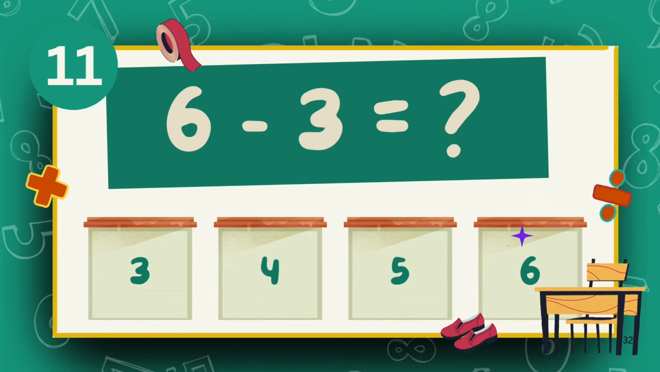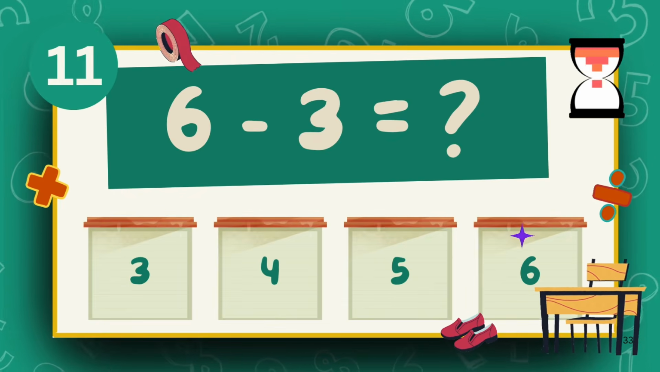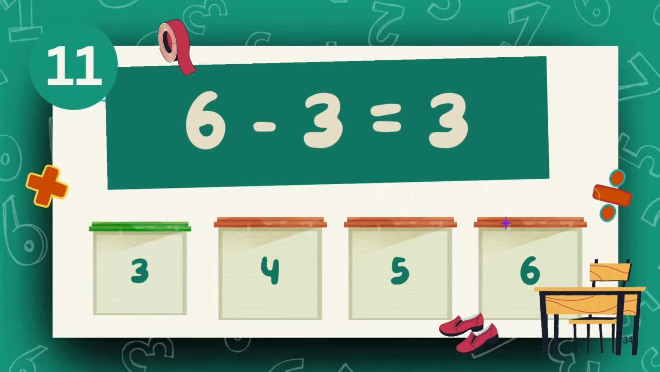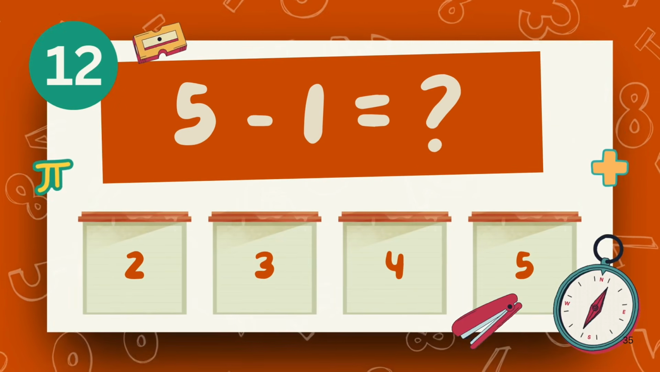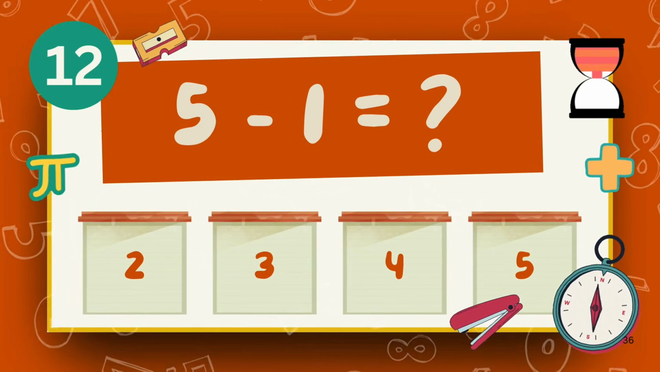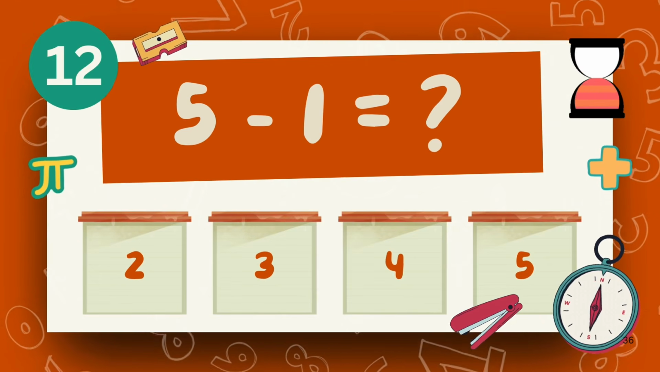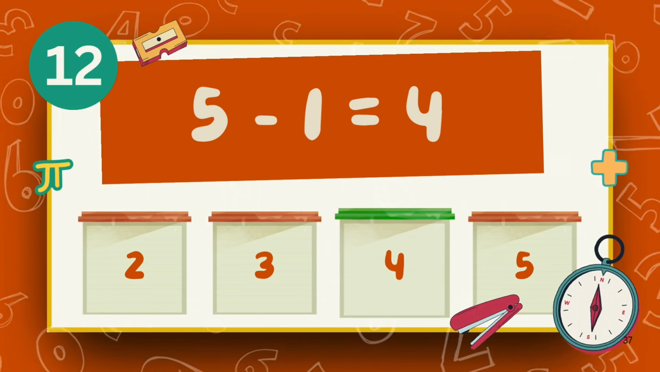What is 6 minus 3? The answer is 3. What is 5 minus 1? The answer is 4.